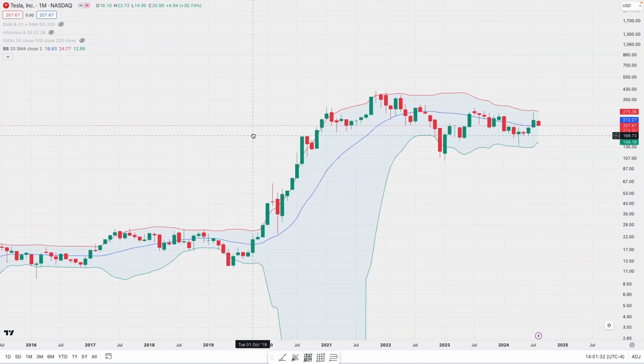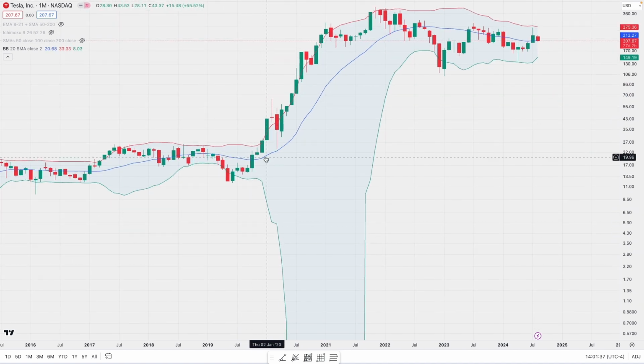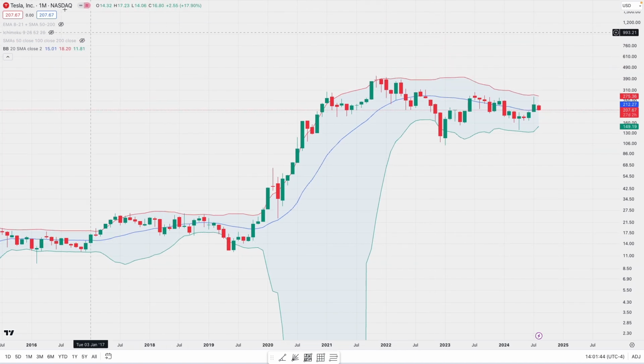And if we look at some other charts here, that's Tesla, again with this Bollinger Band extending down. Ride the trend up, and then as the Bollinger Band starts to curl, that could be a good time to exit.